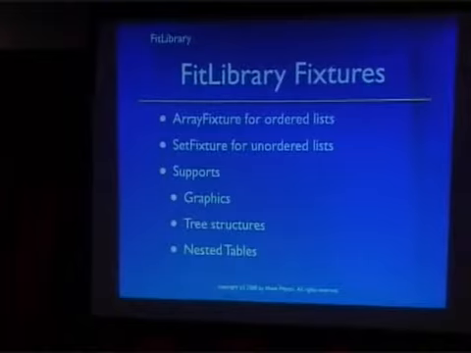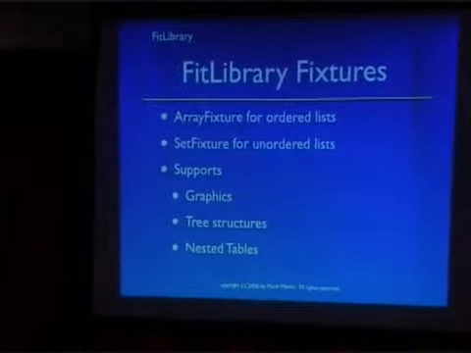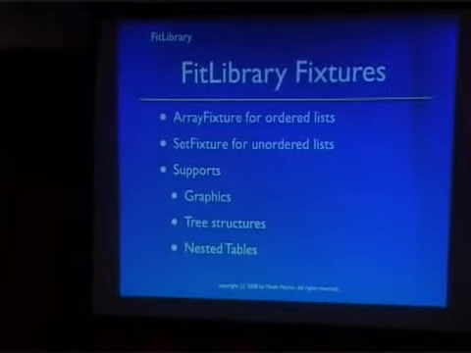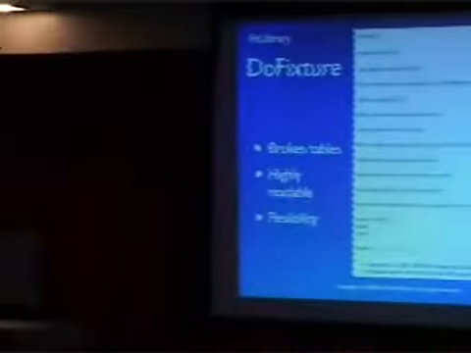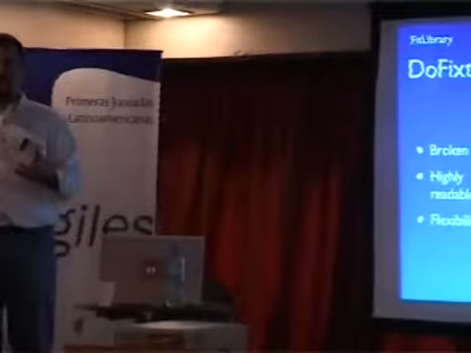It has array fixtures for testing lists of data, set fixtures for unordered lists. It has support for images, support for tree structures. You can have nested tables in there. Perhaps the most popular and the most beneficial thing he added was something called a do fixture, which allows you to be more expressive in the way you put your tables together. You no longer need this first row, which is the title of your fixture, and you can type your test almost like sentences.